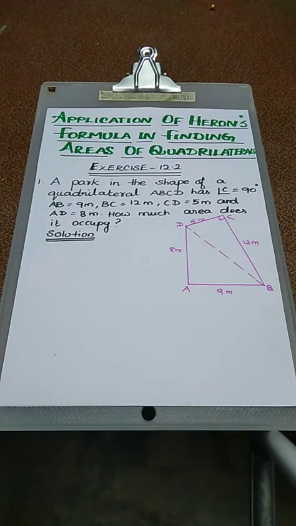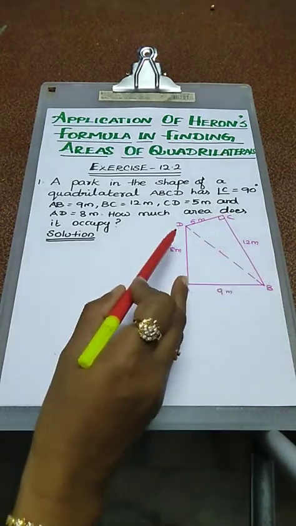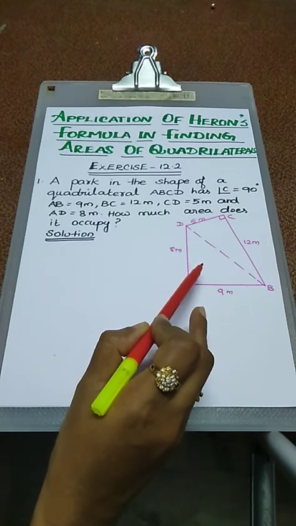So easily we have to calculate the BD value using the Pythagoras formula. We calculate the BD value first. Then we divide the quadrilateral into two triangles. The first triangle is ABD, the second triangle is BCD. Then the sum of the areas of the two triangles is the area of quadrilateral ABCD.